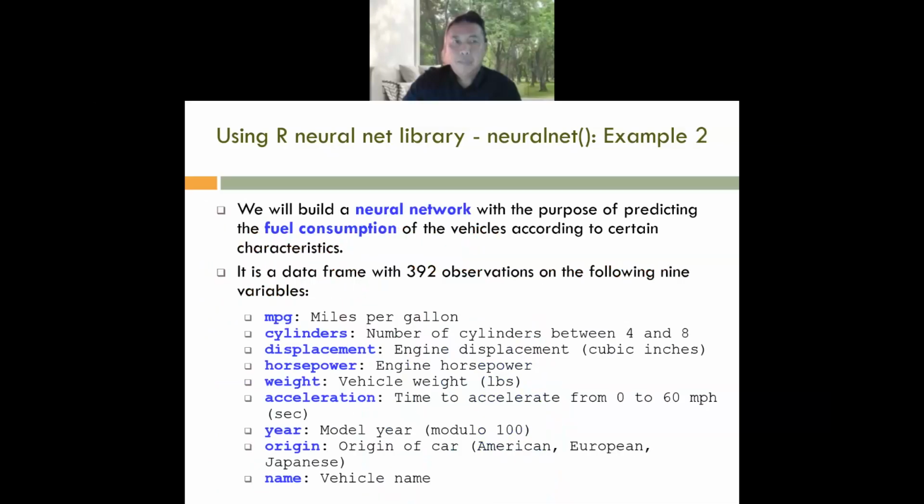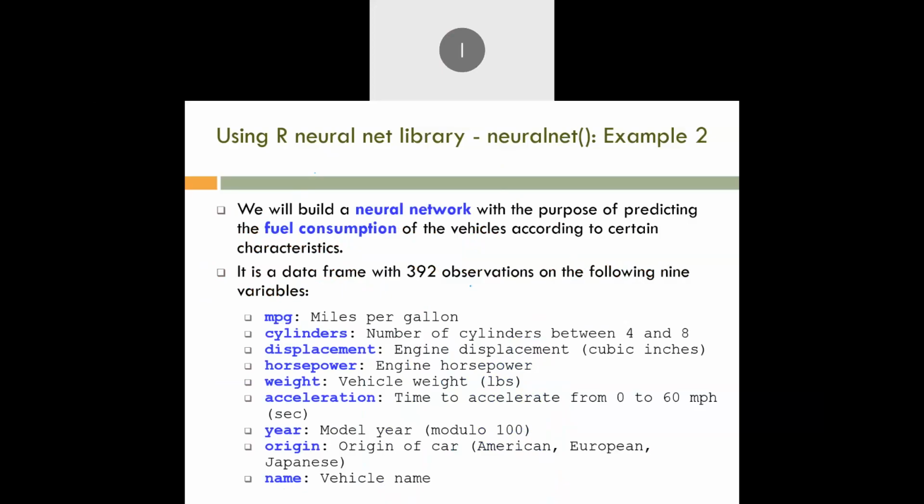Okay, now we look into another example here. In this example, we will build a new version of the vehicles according to certain characteristics. So the fuel consumption.